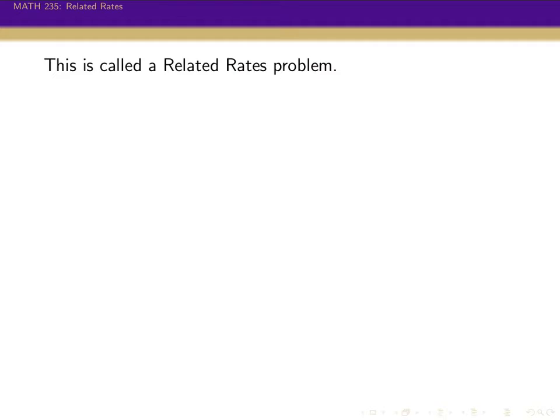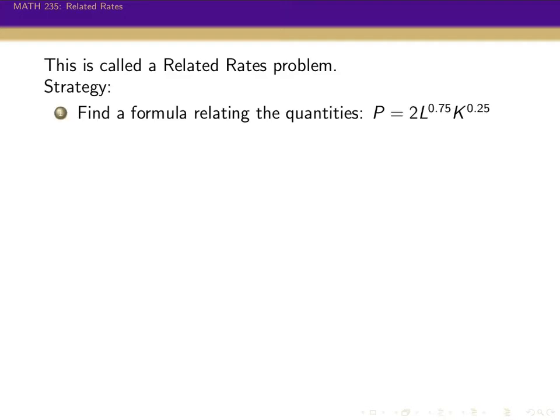Okay, so this type of problem is what's called a related rates problem. When we have a related rates problem, really what we have is an equation between different quantities that are changing in terms of time. We know information about some of them, and we want to find out new information about some of the other quantities. So the strategy in general to do a related rates problem is first you need a formula that relates the quantities together.